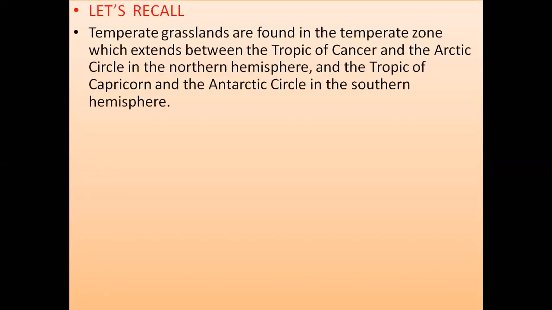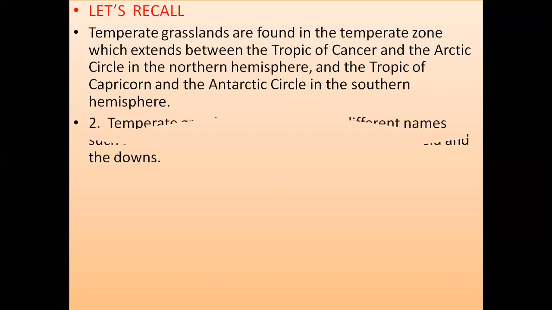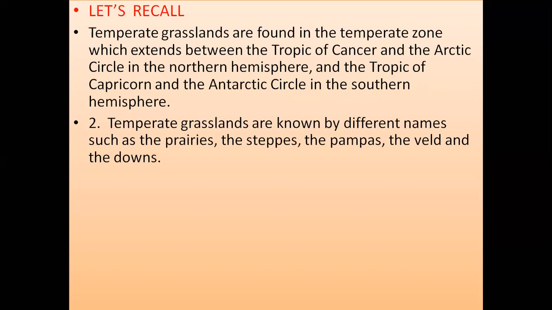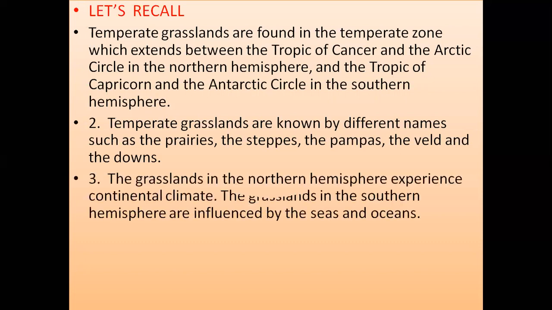See, children, let us recall what we learned in this lesson. First one, temperate grasslands. Where are they found? They are found in the extent between the Tropic of Cancer and the Arctic Circle in the Northern Hemisphere, and the Tropic of Capricorn and the Antarctic Circle. Next, temperate grasslands are known by different names such as prairies, steppes, pampas, veld, and downs.